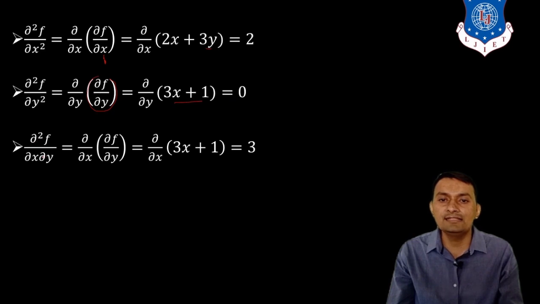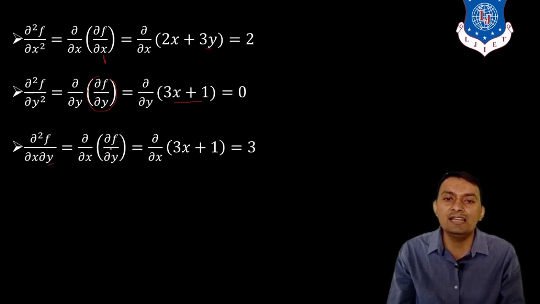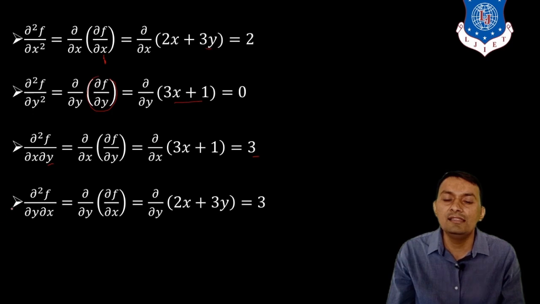Now let us look at del square f divided by del x del y. What do we have to follow? First we have to determine the partial derivative with respect to y, so del f by del y, and then after that we will do the derivative with respect to x. But we already have this: 3x plus 1. Whenever we do the partial derivative with respect to x, we are going to get only x. Now look at del square f divided by del y del x.